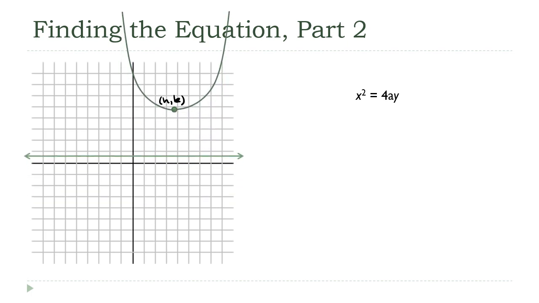and k units up. In other words, I need to apply a vertical translation of h units followed by a horizontal translation of k units. Now, to implement those changes in the equation, all I have to do is replace x with x minus h and y with y minus k. And what I end up with is my new general form of the equation of a parabola.